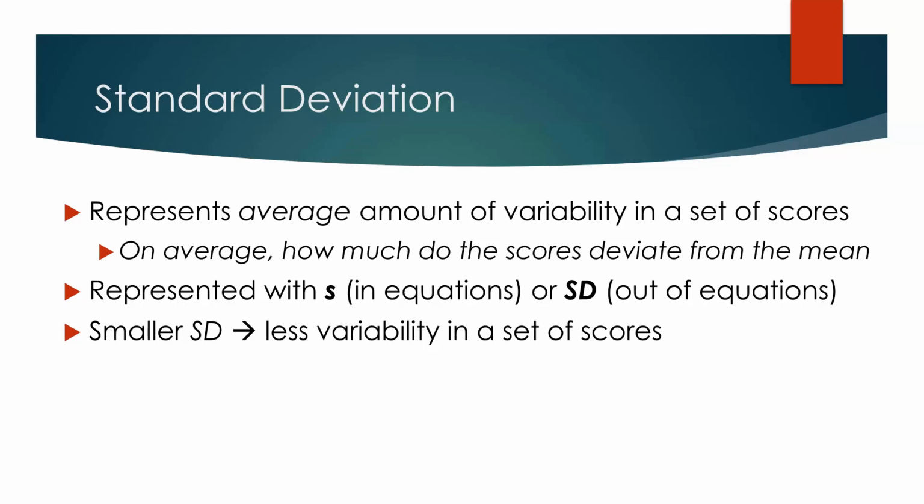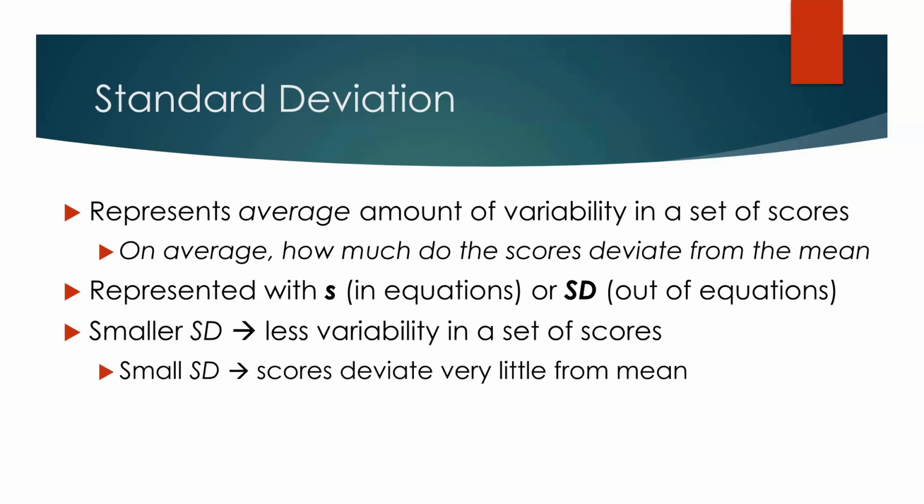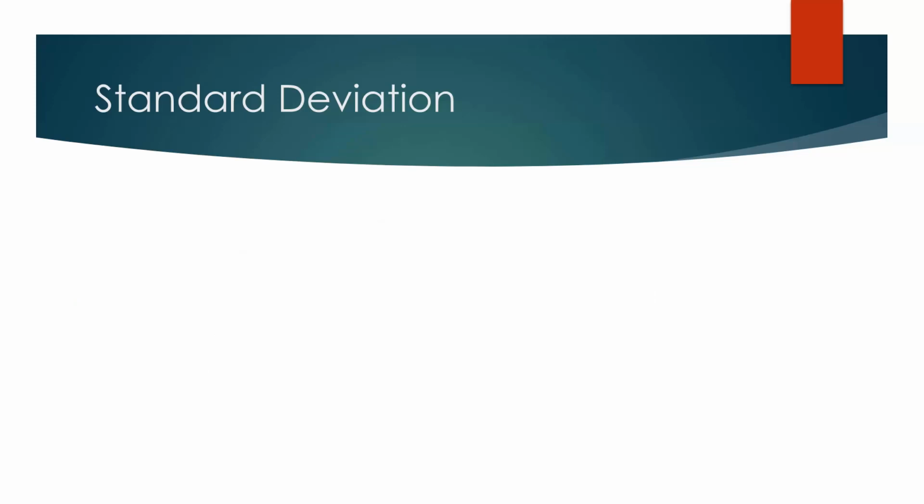Put it another way, a small SD means that the scores are deviating very little from the mean. The smaller SD indicates that the scores are closer to the mean than further from it. So this is kind of the basics of standard deviation. So how do we calculate a standard deviation?